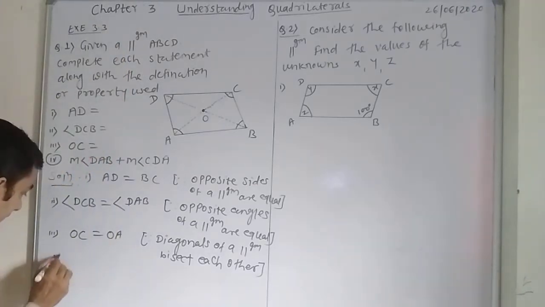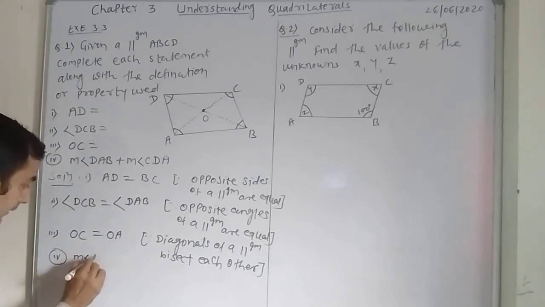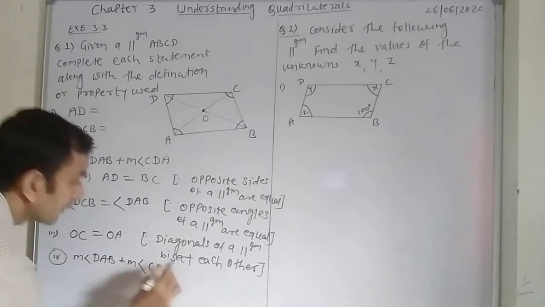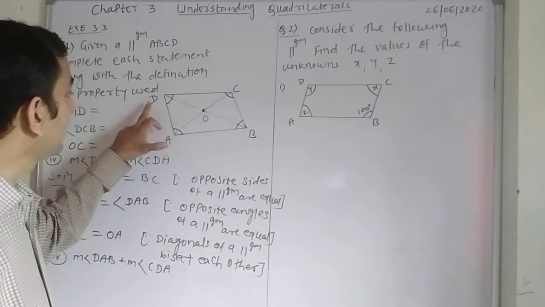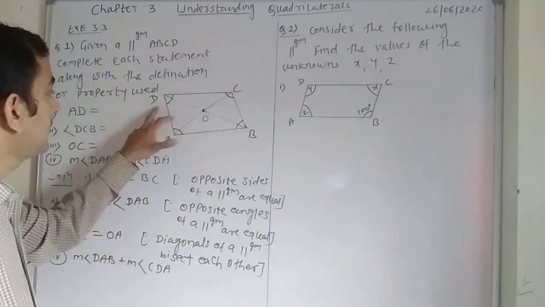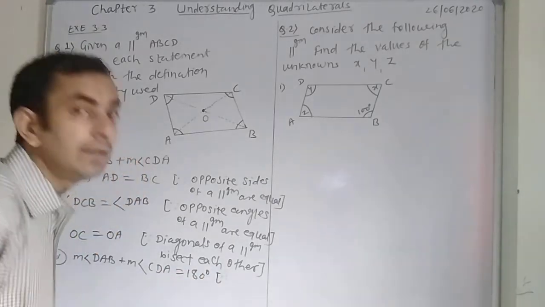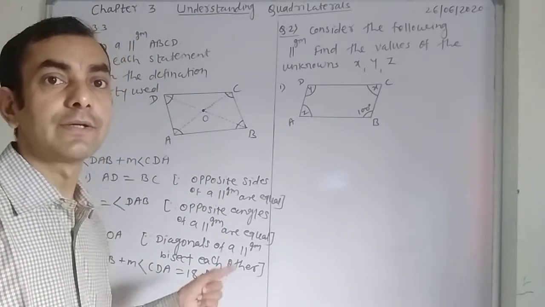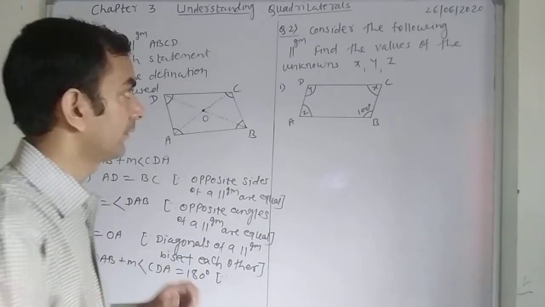Then the fourth one, this one: this measurement of this angle DAB plus this measurement of this angle CDA. So we look at angle DAB, this measurement of angle DAB plus this measurement of this angle CDA equal to this 180 degree. Since, we are writing here, the adjacent angles of a parallelogram are supplementary. So what will the reason be here? The adjacent angles of a parallelogram are supplementary.